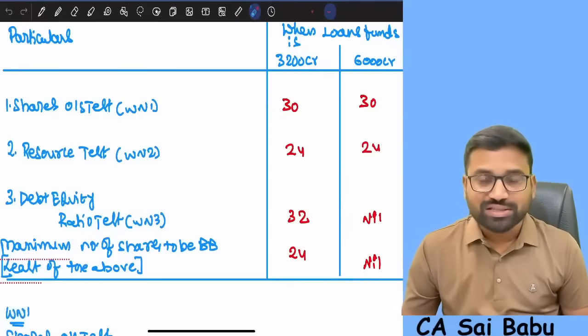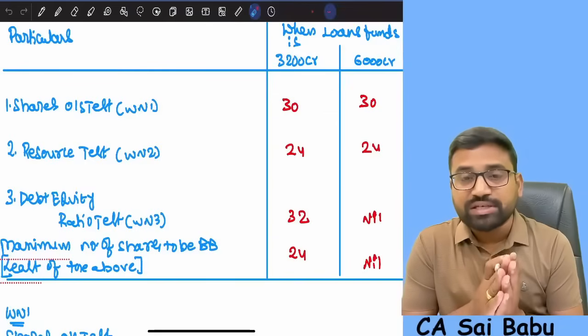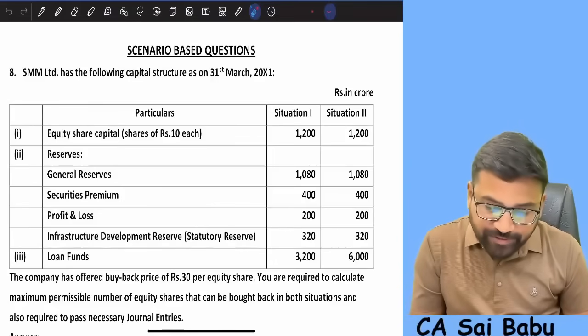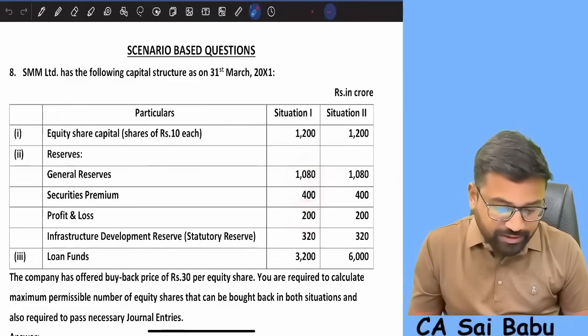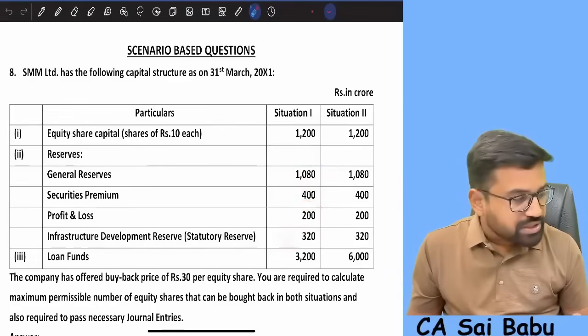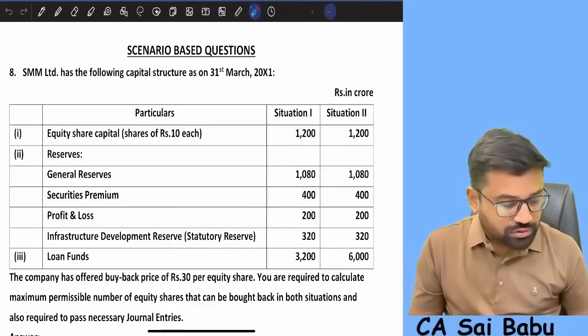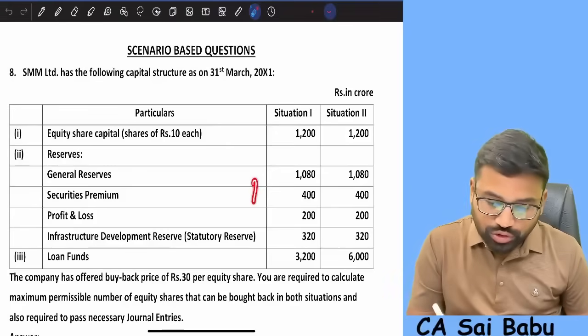Test 2, resource test, which says the maximum amount we can use for buyback is 25% of the total paid up share capital plus free reserves. What is the total paid up capital plus free reserves? 1,200 plus free reserves. General reserve including securities premium we need to consider. Infrastructure development reserve is not a free reserve. So I think this is the free reserves portion. So 1,200 plus 1,080 plus 400 plus 200. So 2,880 into 25%.